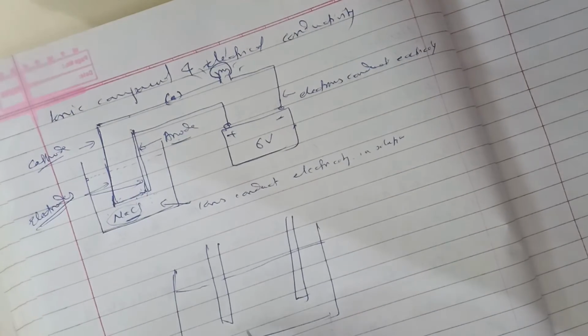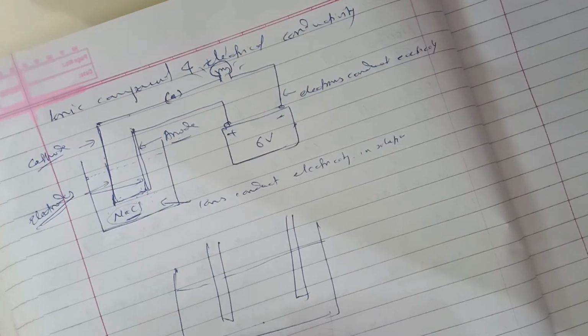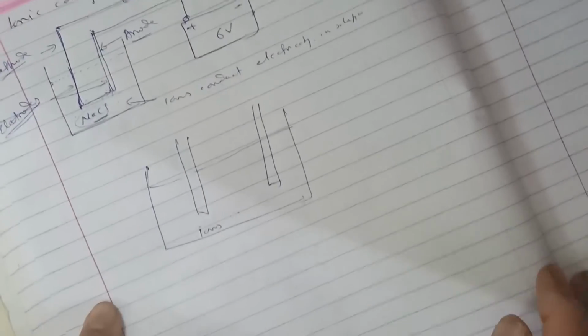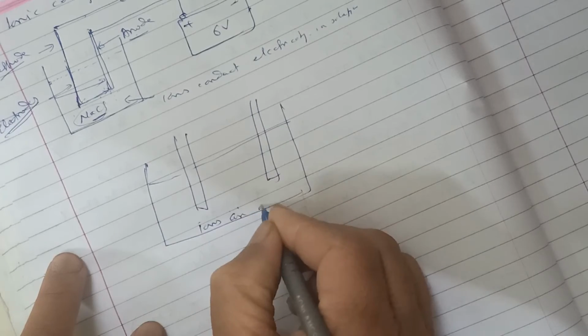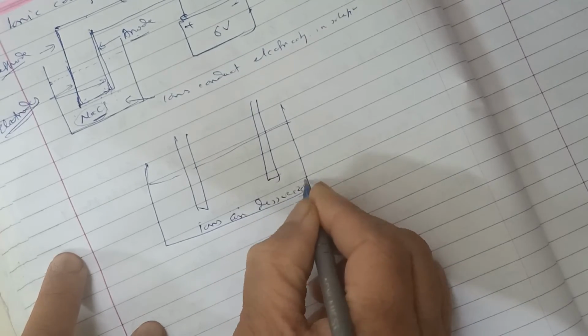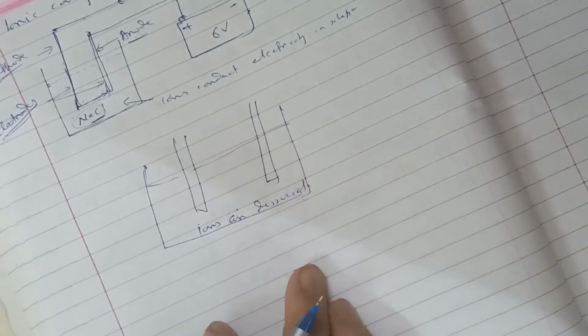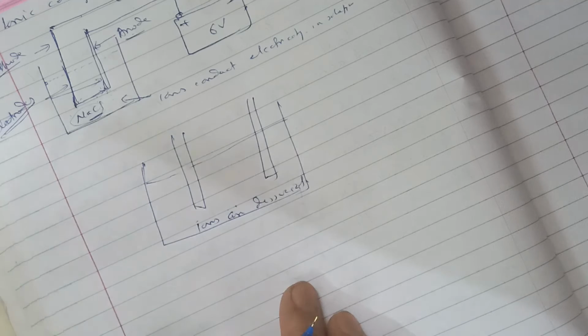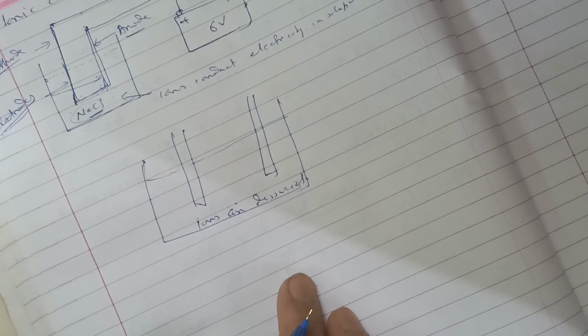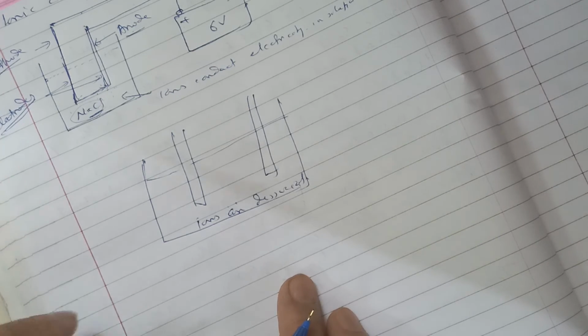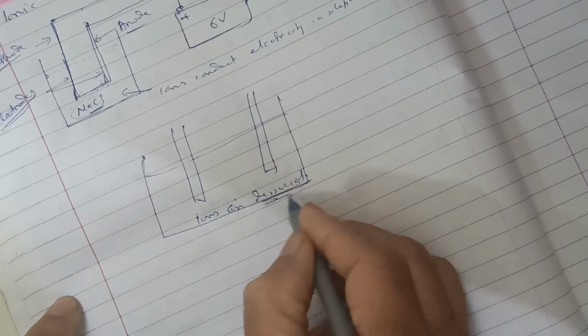From this solution, the ions are dissociated, anions and cations. From the solutions, whether it is salt or strong acid or strong bases, they dissociate completely and their ions are formed.